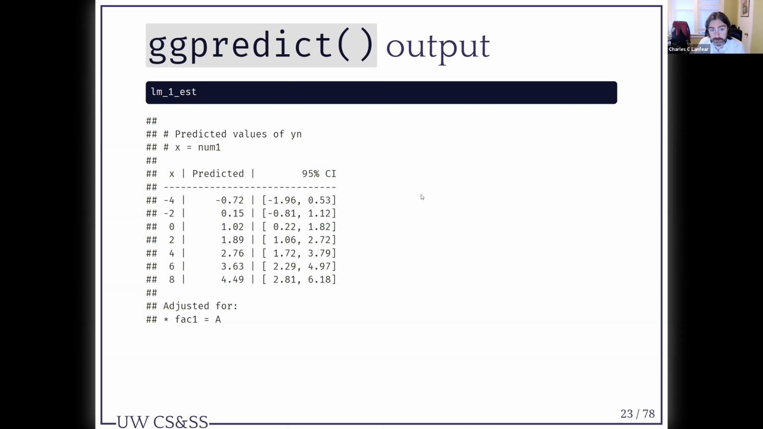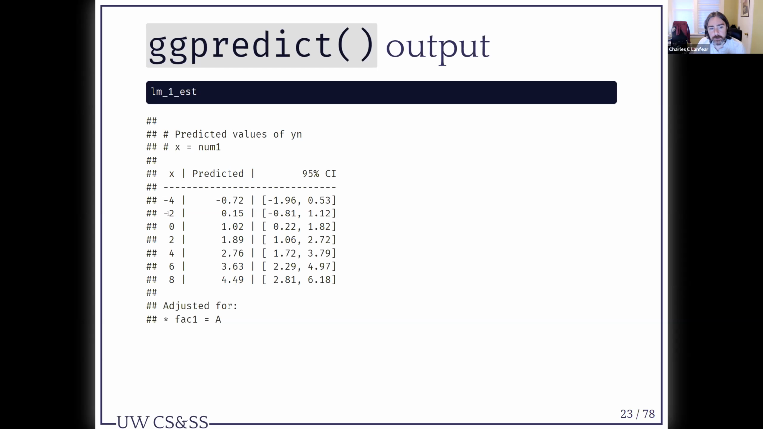This is what it's going to produce as a result. This is actually a nice display of it. It's actually a normal data frame, but they display it this way to make it look pretty. So if I take my lm1 estimates object, it says these are predicted values of yn, my outcome variable, where x equals my num1 variable. These are values of my num1 variable. It begins at the lowest value, or approximately the lowest even integer value it saw in the data, and goes up to the highest value it saw.